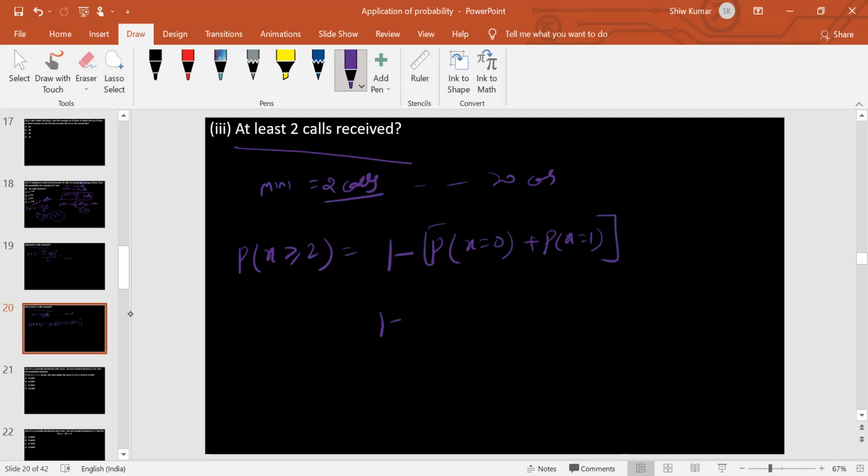So the probability of getting 0 calls we have already found out: e raised to minus 5 by 3. And the probability of getting 1 call is e raised to minus 5 by 3 into 5 by 3 to the power 1 divided by 1 factorial. Simplify, and you will get the answer.